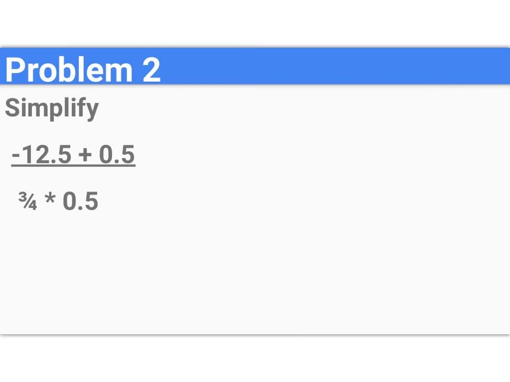Okay, so our second problem. Negative 12.5 plus 0.5. We're solving the numerator separately from the denominator. 0.375. I think 0.375 is 3/8. Negative 12 divided by 3/8. Negative 12 divided by 0.375. So I'm solving this all in the calculator. Is negative 32.